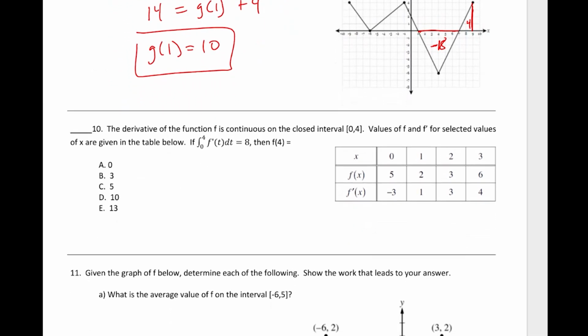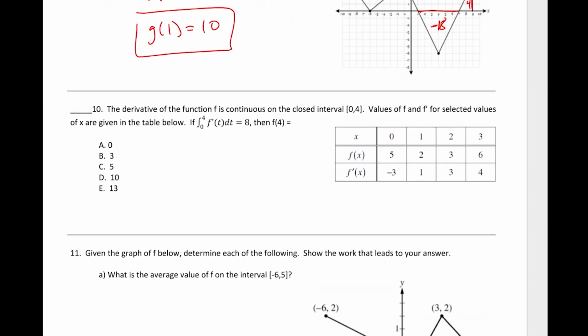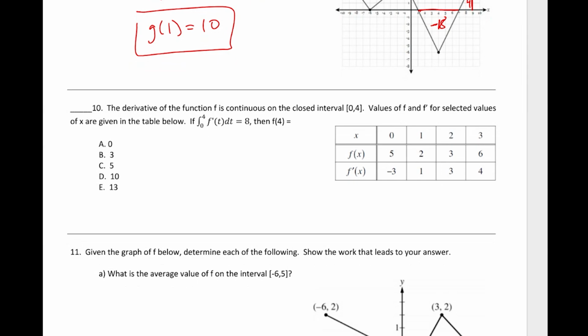Number 10 says the derivative of the function f is continuous on the closed interval 0 to 4. Values for f and f prime for selected values are given in the table below. If the integral from 0 to 4 of f prime is 8, then what is f of 4?